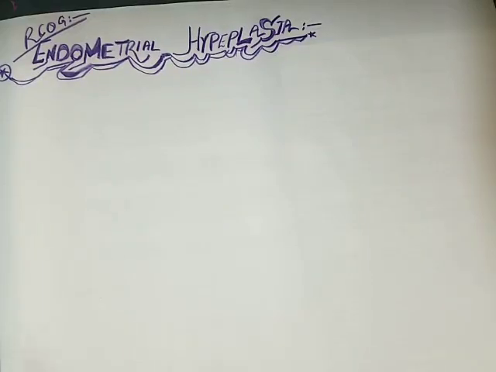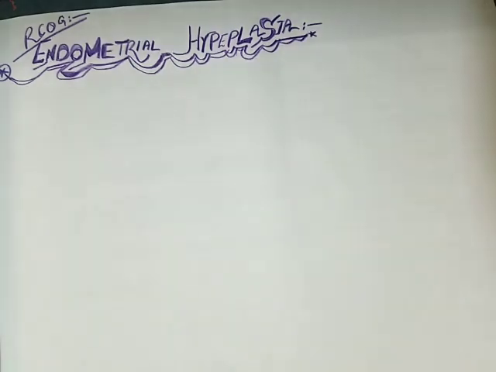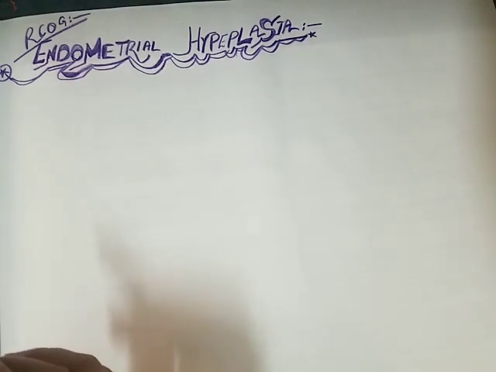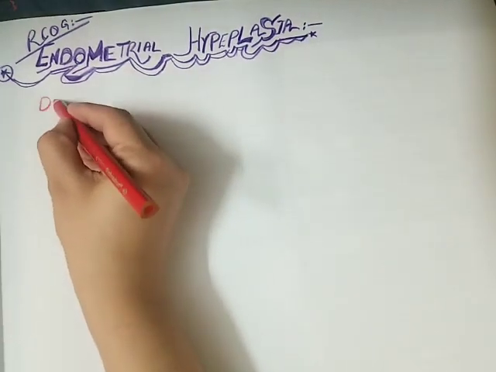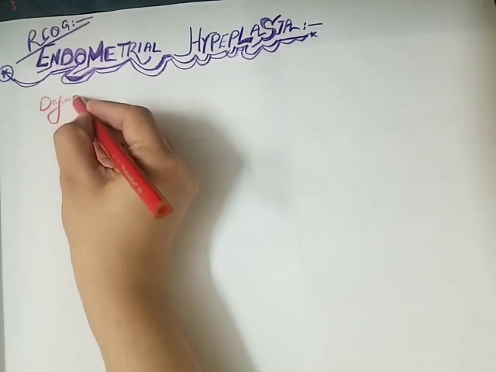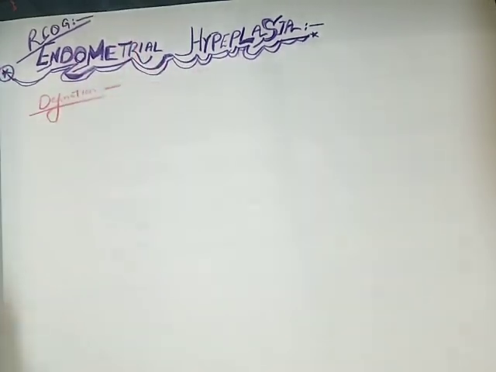Bismillahirrahmanirrahim. Today we will be studying the RCOG guideline about endometrial hyperplasia. The first thing which is written in this guideline, in the introduction and background epidemiology part, is the definition of endometrial hyperplasia. All of you should know what endometrial hyperplasia is.